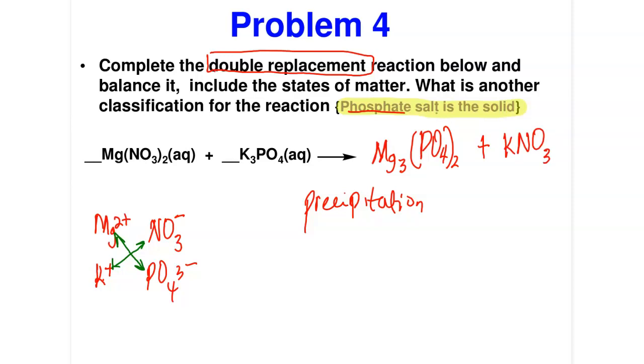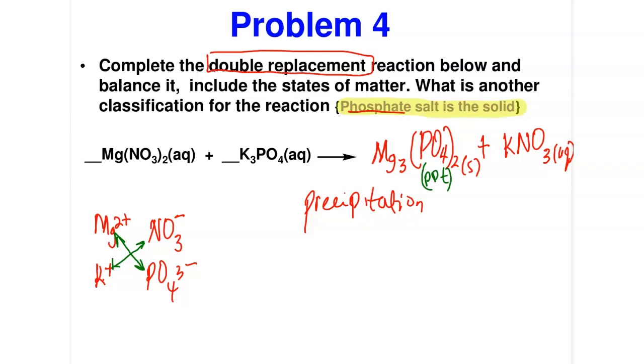Now, the reaction says phosphate is the solid. Therefore, this is the solid. If one is solid, what it means is the other one is going to be aqueous. These are the products of our reaction. So here, magnesium nitrate reacts with potassium phosphate to form magnesium phosphate, which is the insoluble or the precipitate, the PPT, and potassium nitrate.